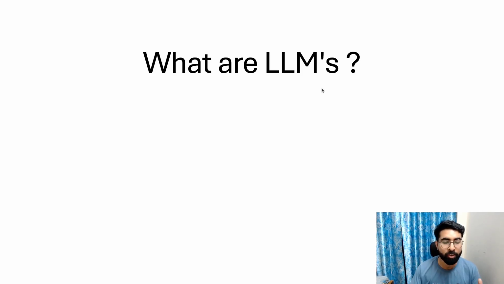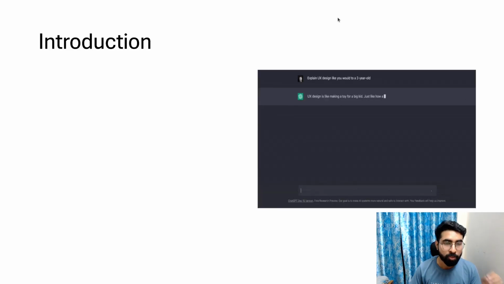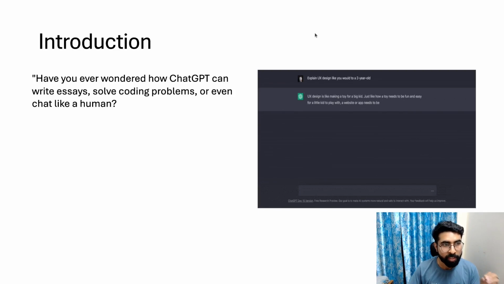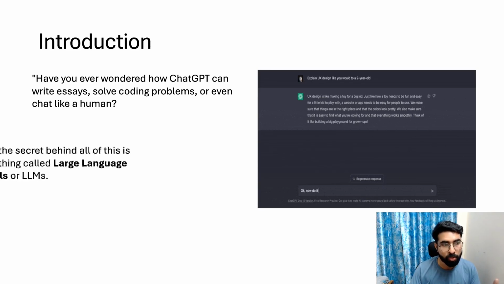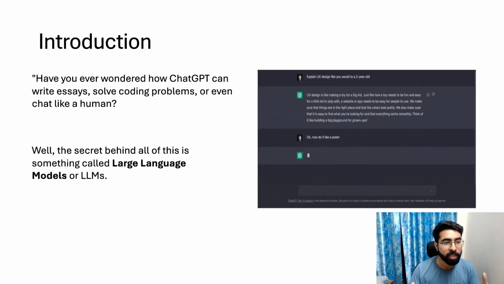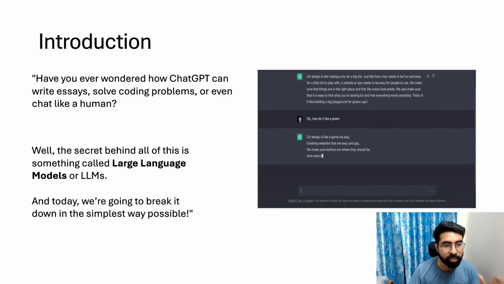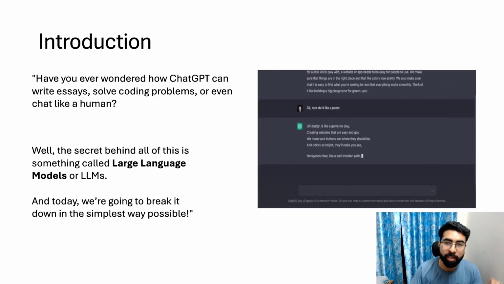This is the AI technology behind tools like ChatGPT and Gemini, and we'll break it down in a way that's simple, fun and easy to understand. So let's start with the introduction. Have you ever wondered how ChatGPT can write essays, solve coding problems, or even chat like a human? The secret behind all of this is something called a large language model, or an LLM. In today's video, we're going to break it down in the simplest way possible.